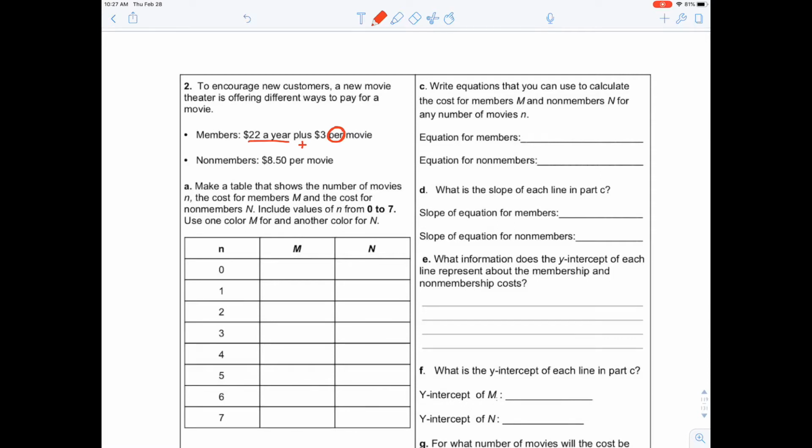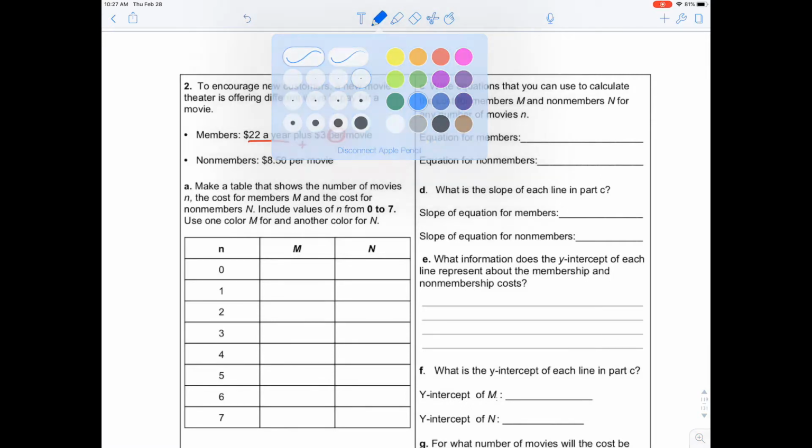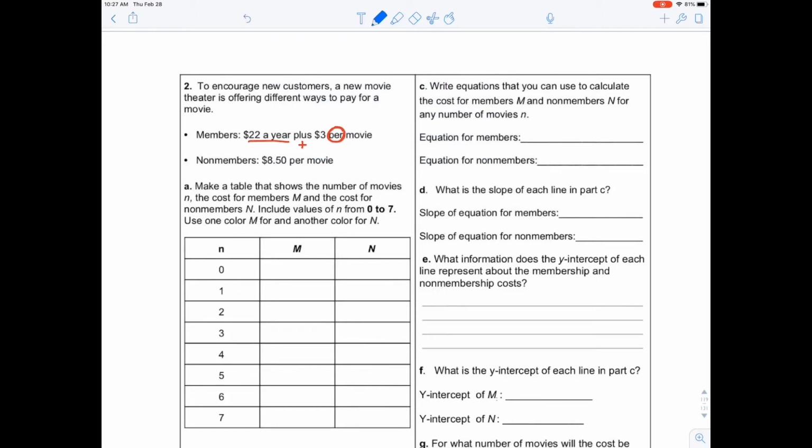Excellent. Next, I'm going to switch colors here because they actually tell me to switch colors. Non-members is $8.50 per movie. Per movie. So per is going to give me a hint when writing my equation. All right, so let's go ahead and fill out this table.